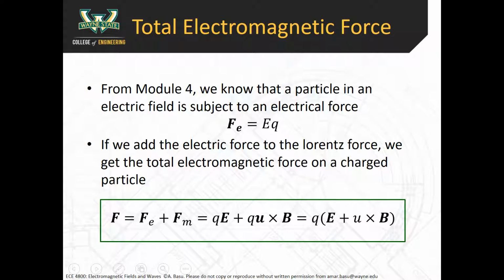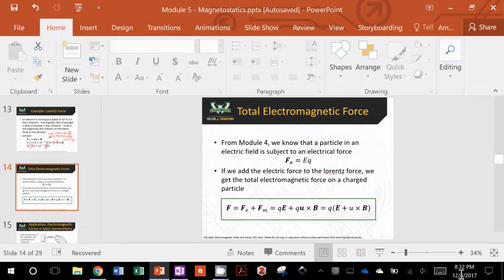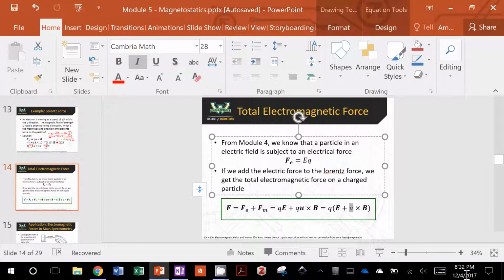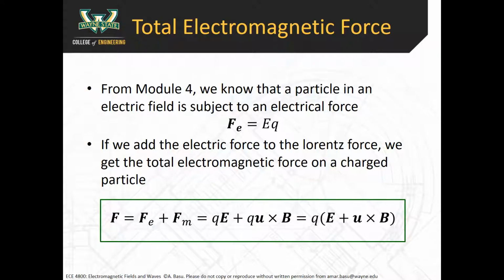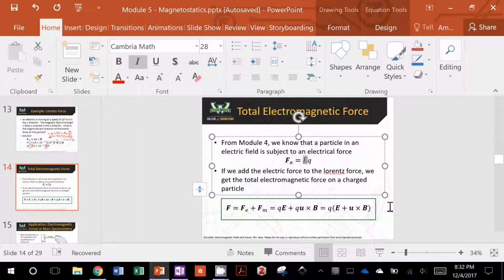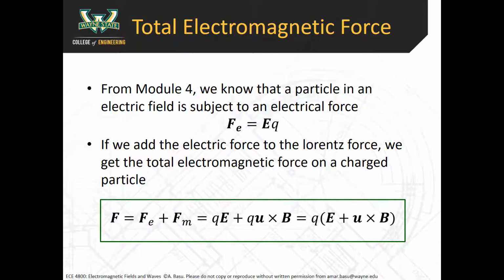All right, and this U should be a vector. Let me fix that right now before I forget. Just make this bold, so we all know it's a vector quantity. And this one here, this should also be bold. Electric field is a vector quantity.